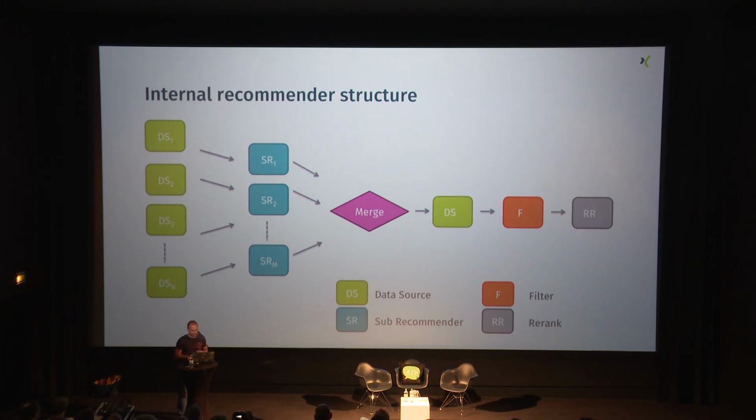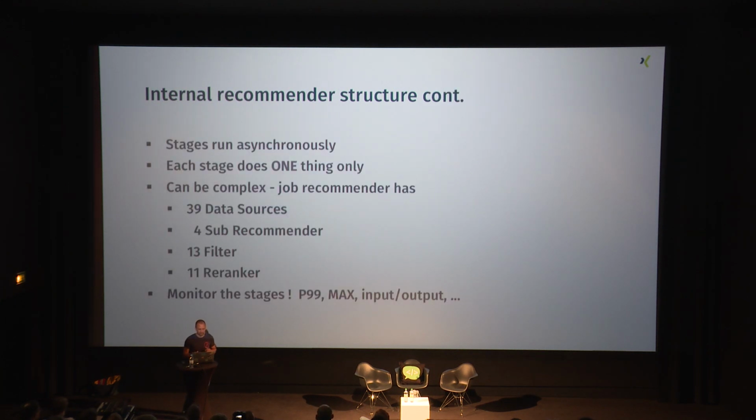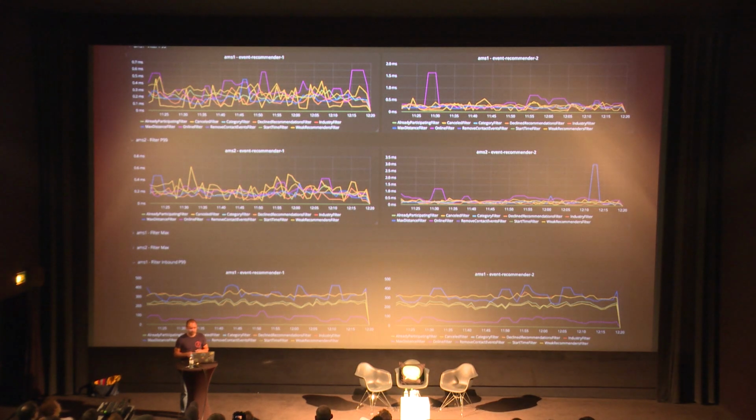That's really nice, but of course you will also have some problems. They run in parallel, each one does only one thing, and this can get quite complex. If you look at the job recommender, in the latest version I looked up, we have 39 data sources, 4 sub-recommenders, 13 filters, and 11 re-rankers. They're all quite simple, each does only one thing, but it can get quite complex, and there I can highly recommend monitoring this stuff. Each of these little boxes is quite heavily monitored for us.